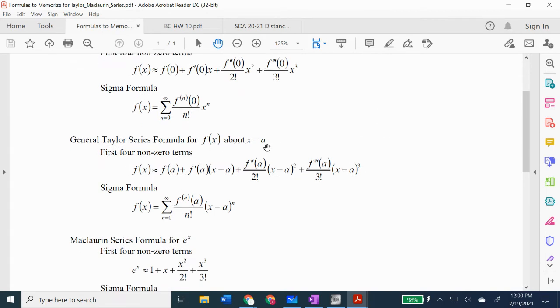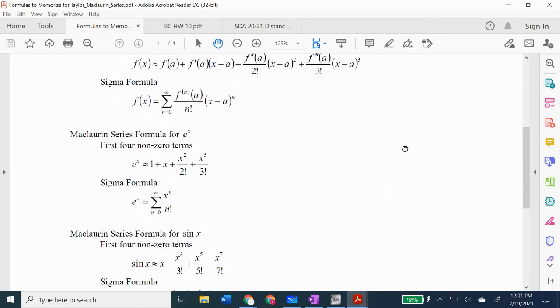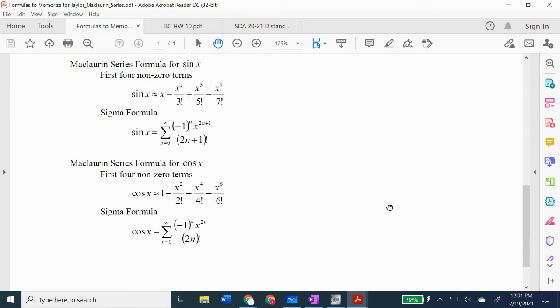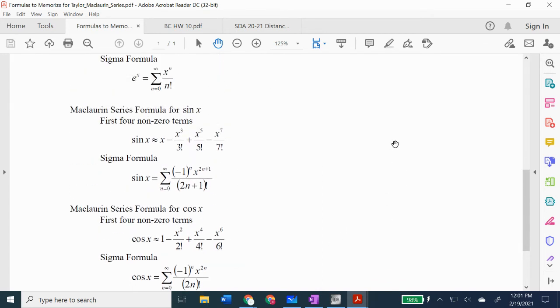Then if my center is x equals a and I'm dealing with a Taylor series and not specifically a Maclaurin, then the first few terms look like that, and the formula, know it. Then we have e to the x, first few terms and formula, sine x and cosine x, first few terms and formula. Know every formula on this document well.